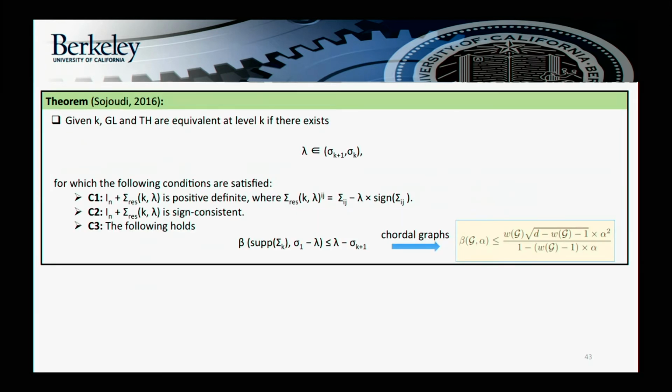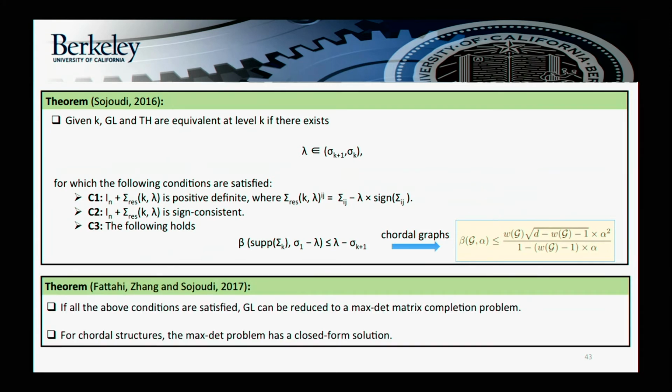So now remember that this was one of the theorems that we've given before. The idea was that for a given number k, graphical lasso and thresholding are equivalent at that level if these conditions are satisfied. This was the condition we had on our beta function. Now we found an upper bound for chordal graphs. So if you have a chordal graph, you have this relationship between beta and the tree width of the graph. Now, if all these conditions are satisfied, meaning that graphical lasso and thresholding are equivalent, then graphical lasso can be reduced to a maximum determinant matrix completion problem. And for chordal structures, we know that the maximum determinant problem has a closed form solution.